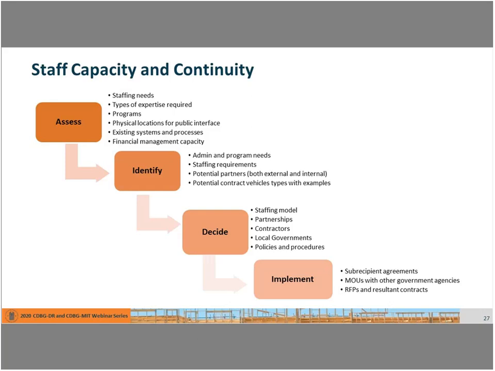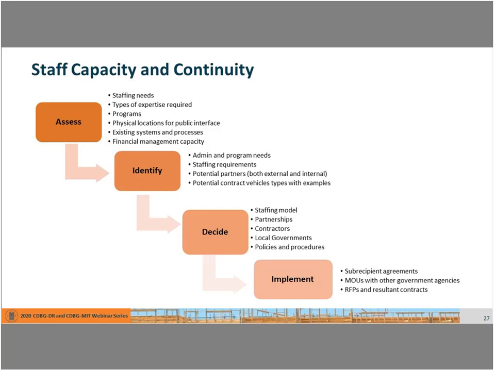Secondly, identify staffing positions, partners, and vendors. Once you've identified the gaps, identify the staffing positions and partners you're going to need to augment your capacity and fulfill these key functions. These, again, can include other government agencies, nonprofits, and contractors.